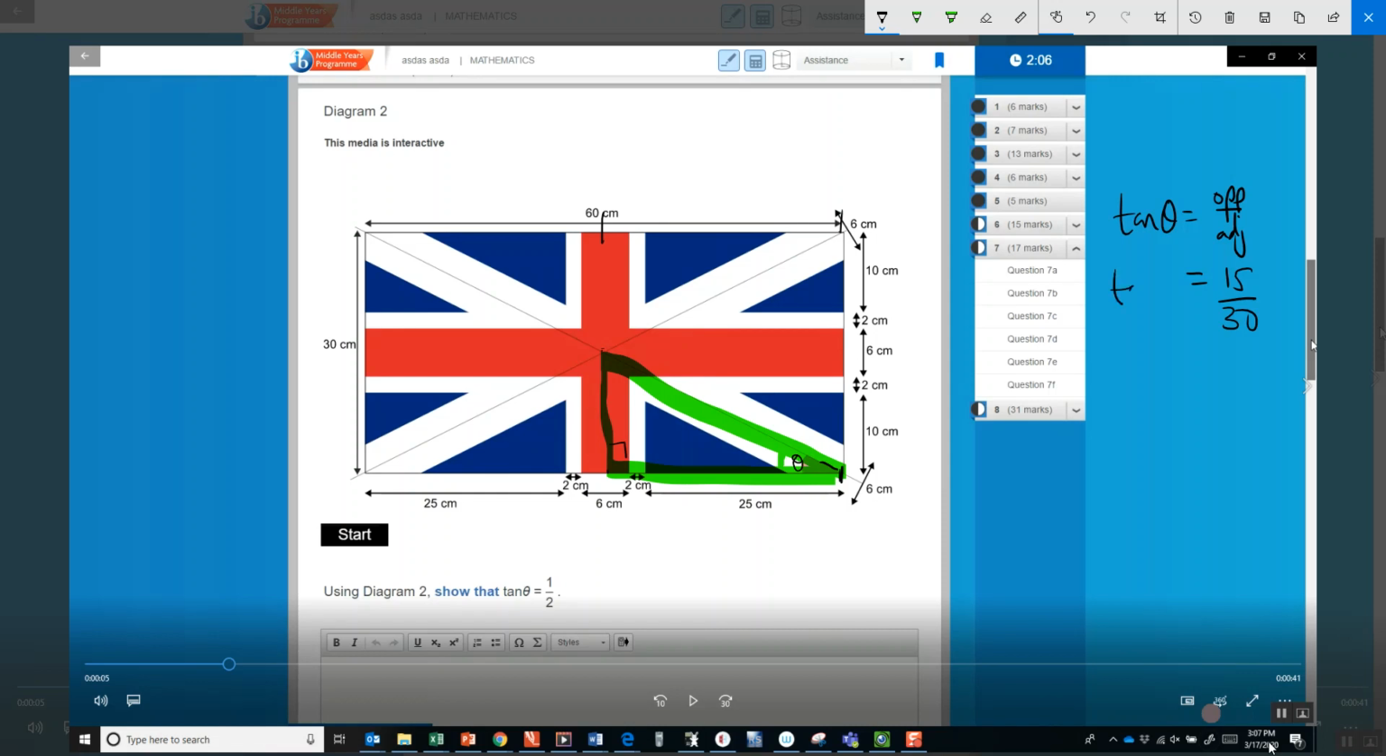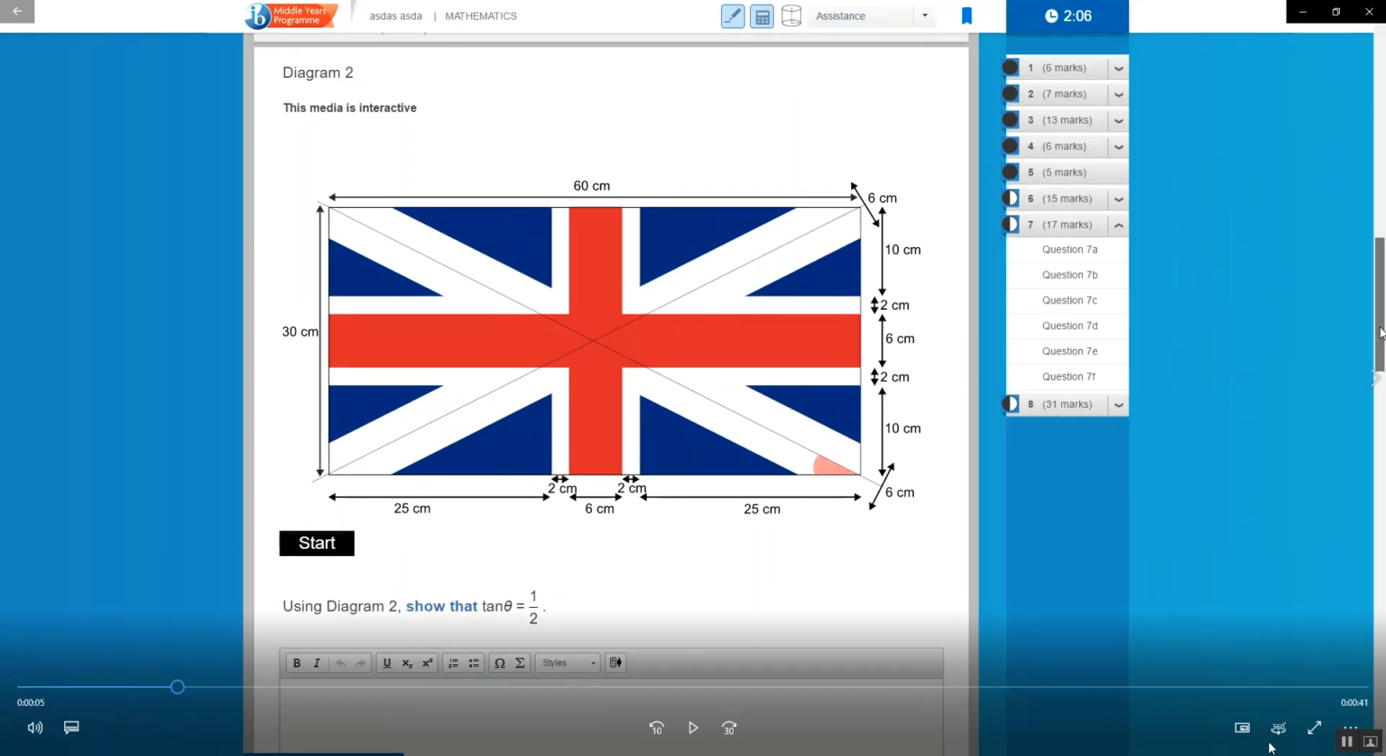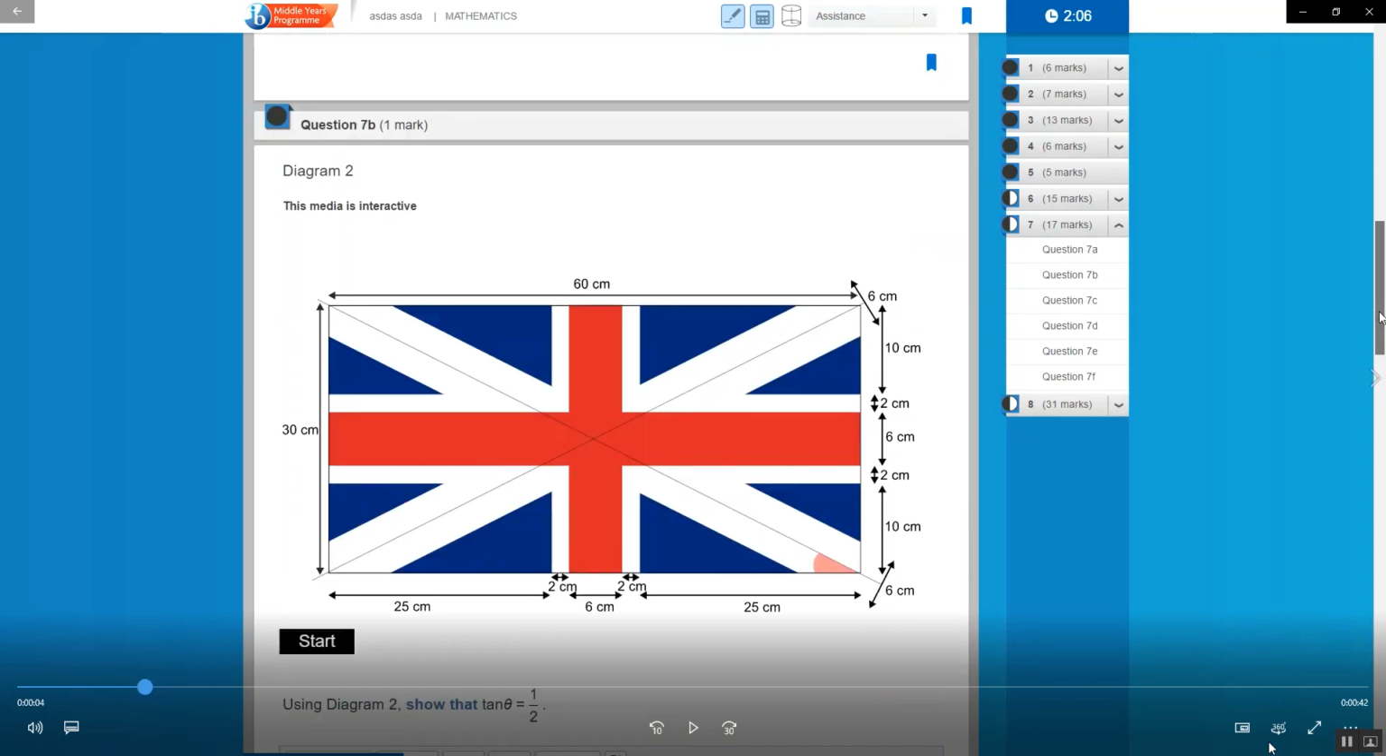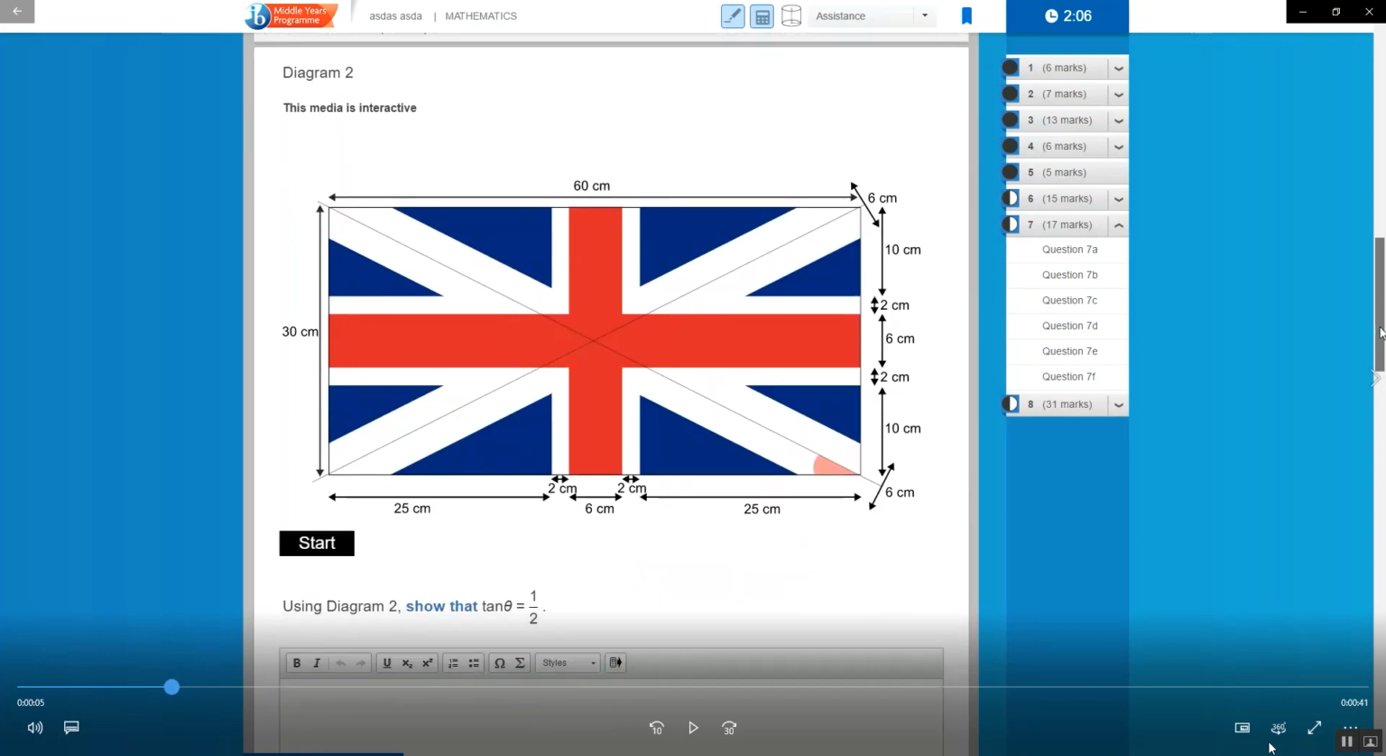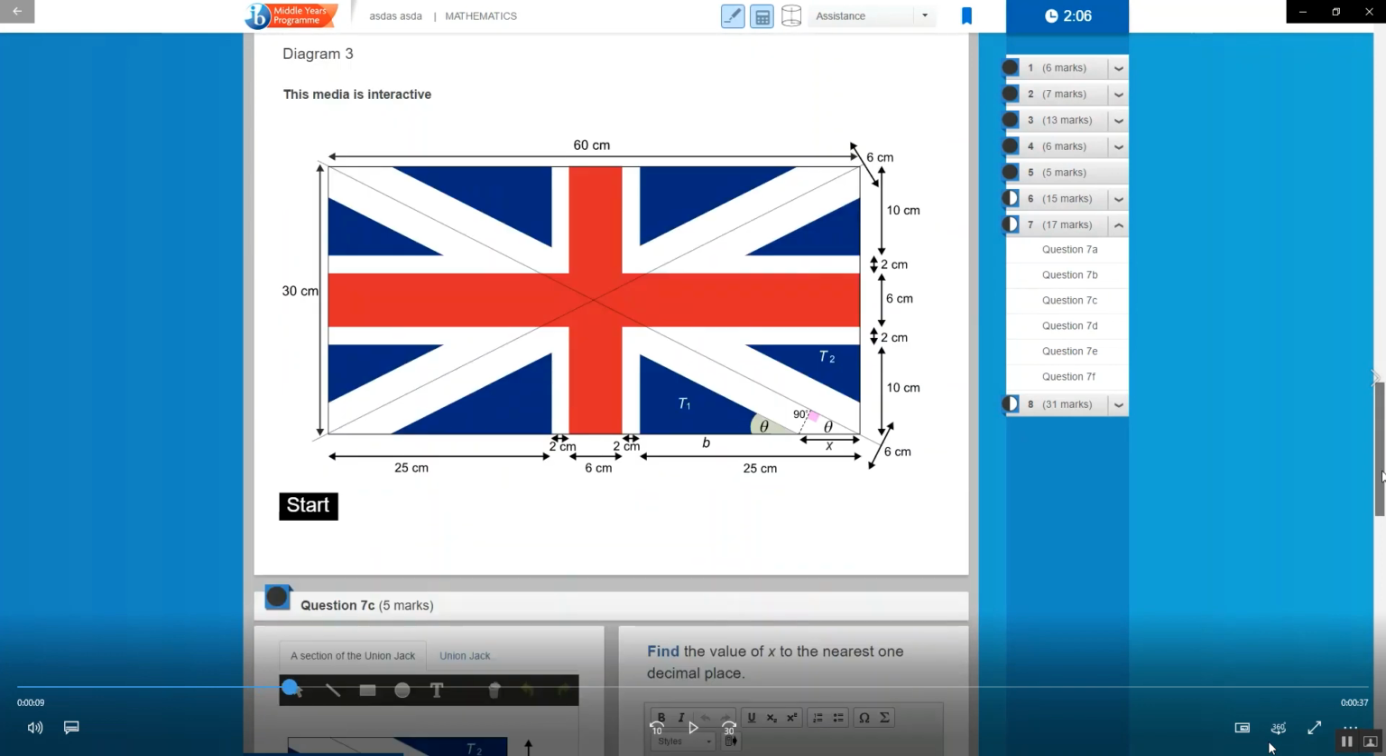So tan of theta equals, what do I get when I simplify 15 over 30? 1/2. 15 is half of 30. I got most of that, but I forgot to add on the half of the 60 to get the 30. Ah, okay. So just a small mistake, okay? Good. Make sense? Not too bad? Alright, that was worth 1 mark, okay?